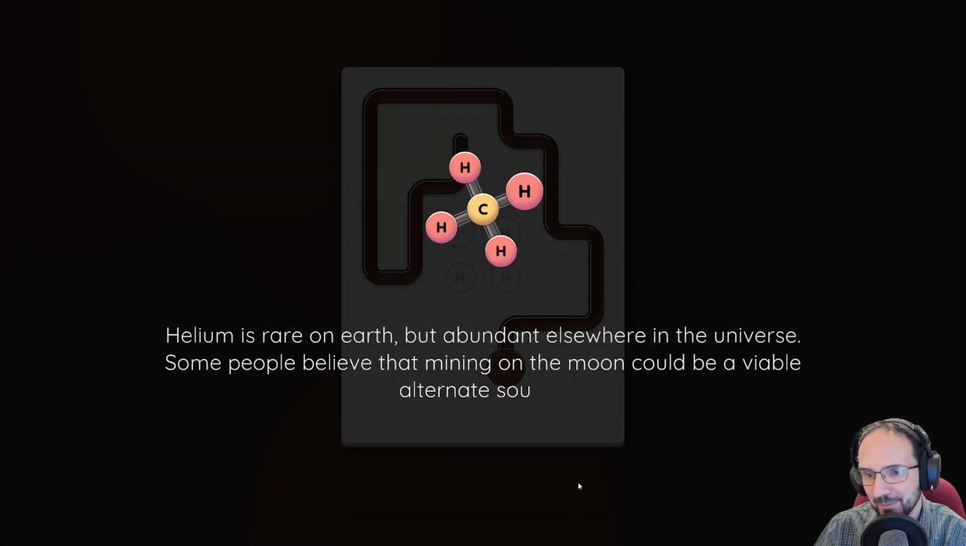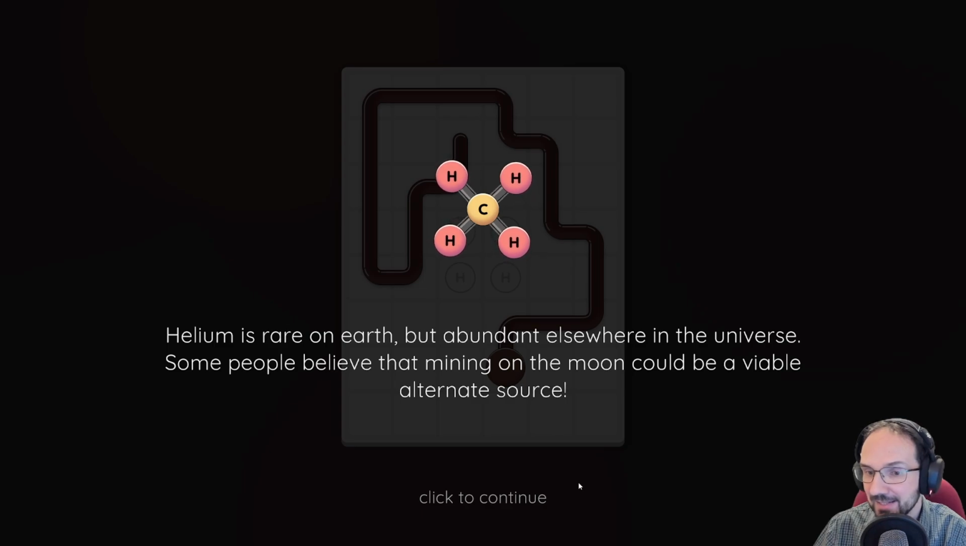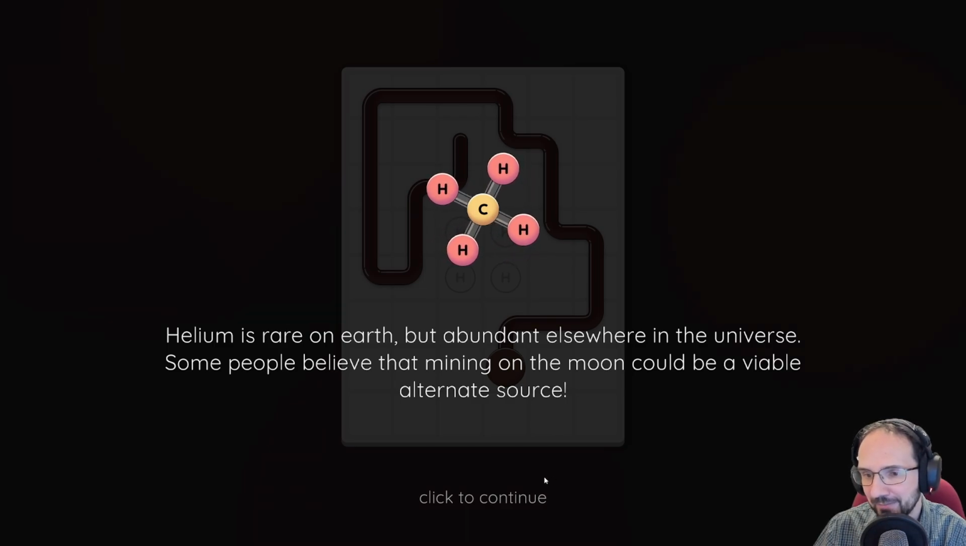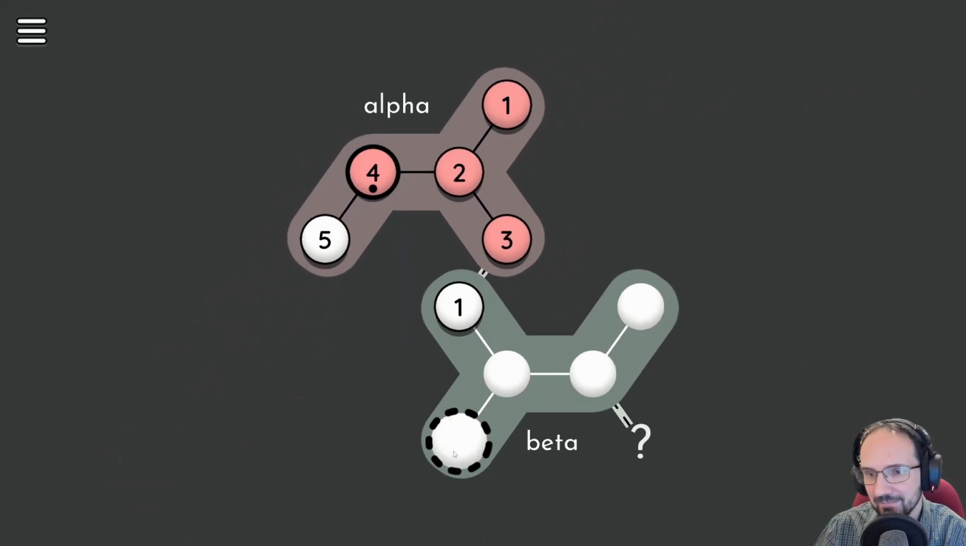Helium is rare on Earth, but abundant elsewhere in the universe. Some people believe that mining on the moon could be a viable alternate source.